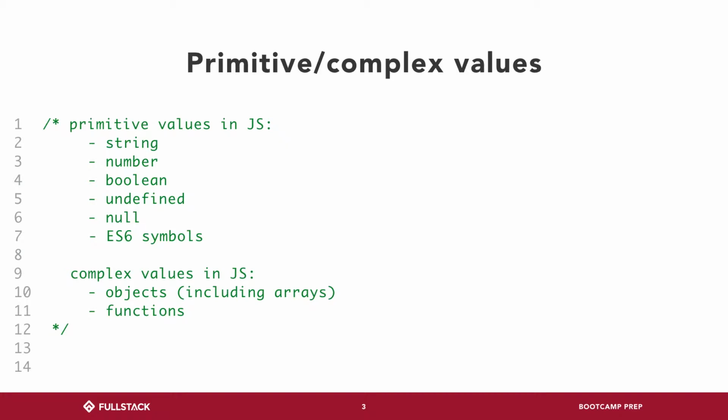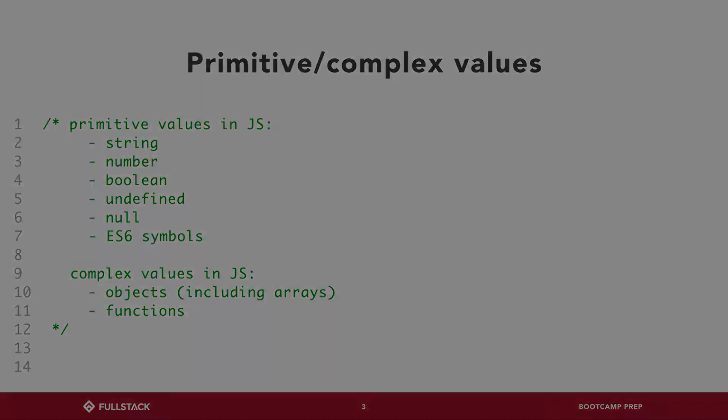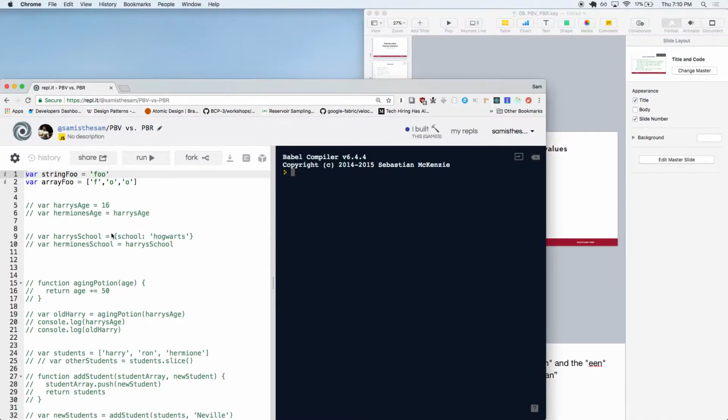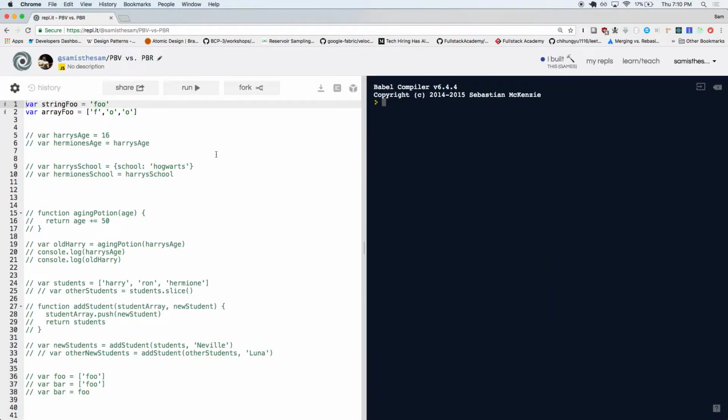The primitive values you can see here are strings, numbers, booleans, undefined, null, and ES6 symbols. Don't worry about the last three for now. We're going to focus mostly on the first three in terms of what we're doing today. Complex values in JavaScript are all objects, including arrays and functions. And just to illustrate one difference between how primitives and complex values can function, I have this very quick example.